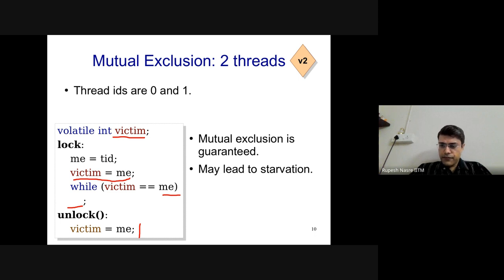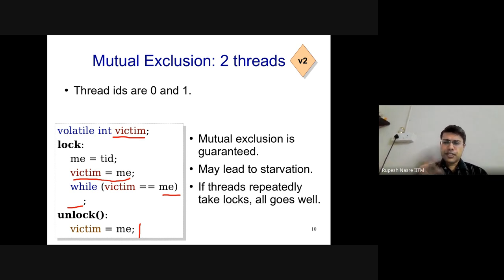Right. Some message: in lock, while it checks if victim equals me, and victim equal to me is set before going to the while loop, any thread trying to lock will be stuck there itself. That is correct. So that is essentially the starvation part. If there is no other thread to rescue me, then I'm stuck in this while. Okay? Good. If the threads keep on taking locks repeatedly, then in more practical scenarios it might go well, but theoretically there is starvation, and victim needs to be volatile.